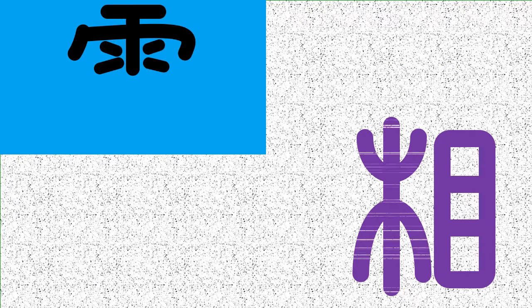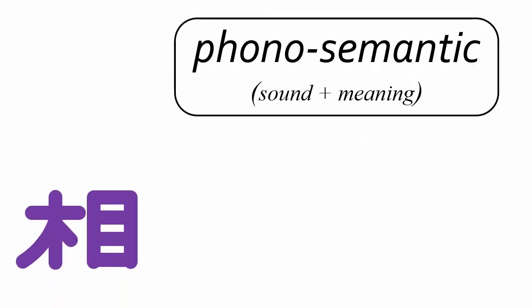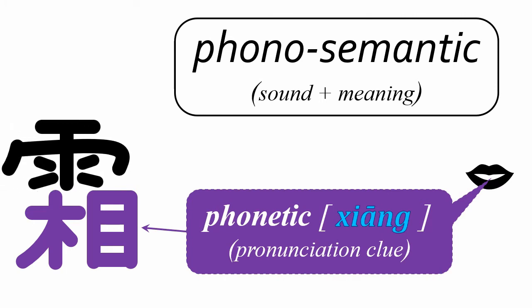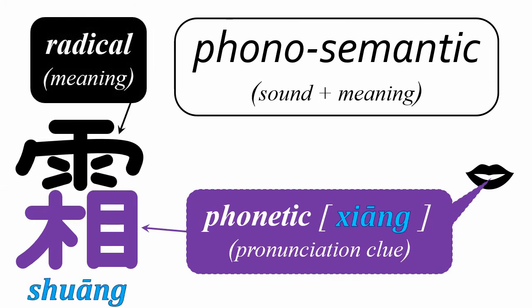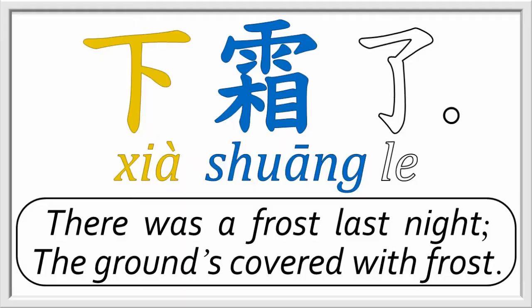The third character in today's lesson is a combination of rain plus a character we saw in lesson 8, xiāng, meaning appearance or reciprocal action. This new character is pronounced first tone, shuāng, meaning frost. The tree plus eye serves as the phonetic element in this phono-semantic combination. As with rain, frost falls and collects on plants and crops. So the Chinese say, xià shuāng le.